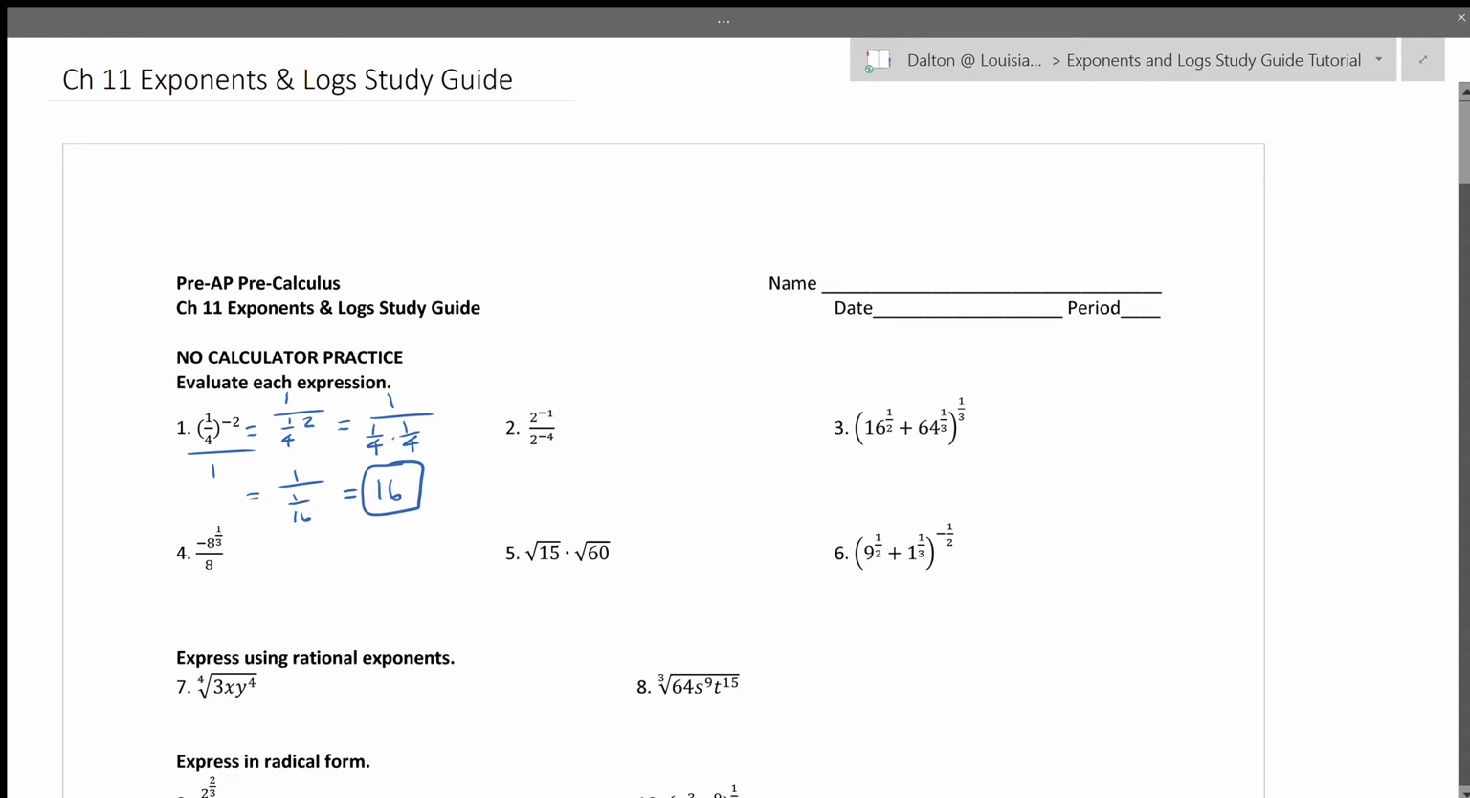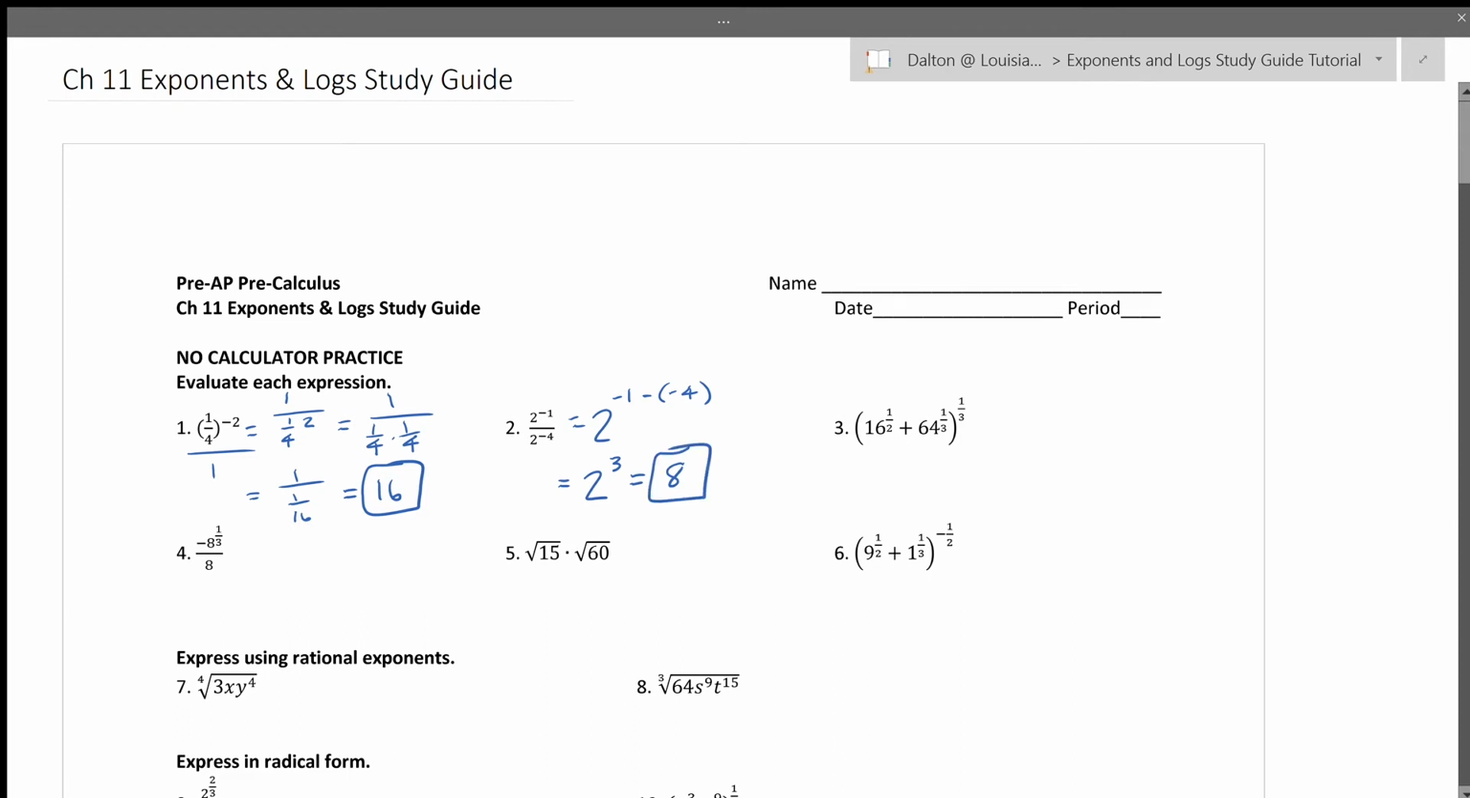Number 2, 2 to the negative first power divided by 2 to the negative fourth. The rule here is that if you have numbers with the same base, then we are allowed to subtract their exponents. So this would be equivalent to 2 to the negative first minus negative 4. You have to be careful with this double negative here. Negative 1 minus negative 4, when we subtract that, the minus negative 4 changes to plus a positive 4, which is going to be 3. And then 2 cubed is 8.